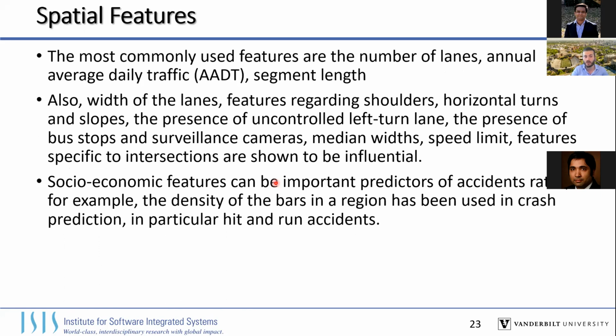We have spatial features. The most important one, I think, is the traffic flow. If you have more cars on the street, statistically, there's more chance of accident. AADT is technically showing how many cars are going through this specific roadway segment. The length of the segment is again intuitive. If a segment is longer, the chance of an accident on it is higher.